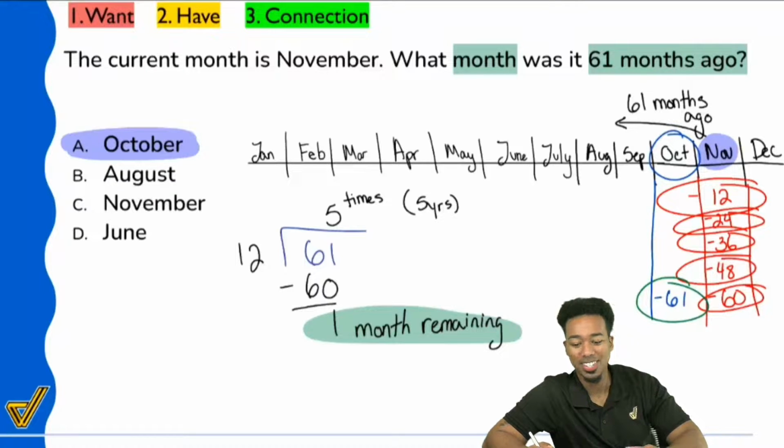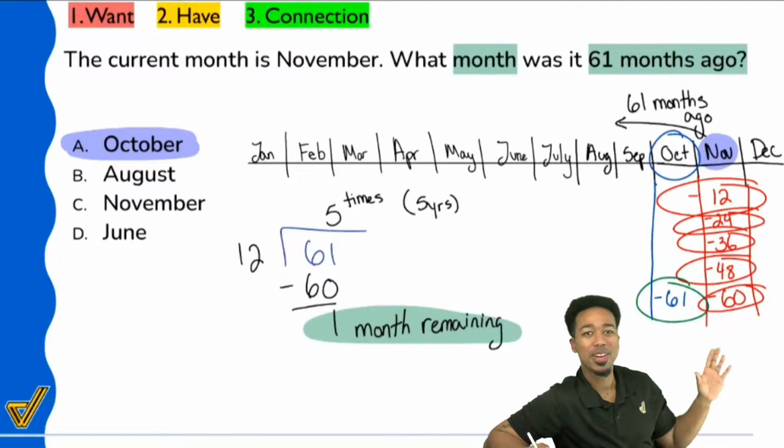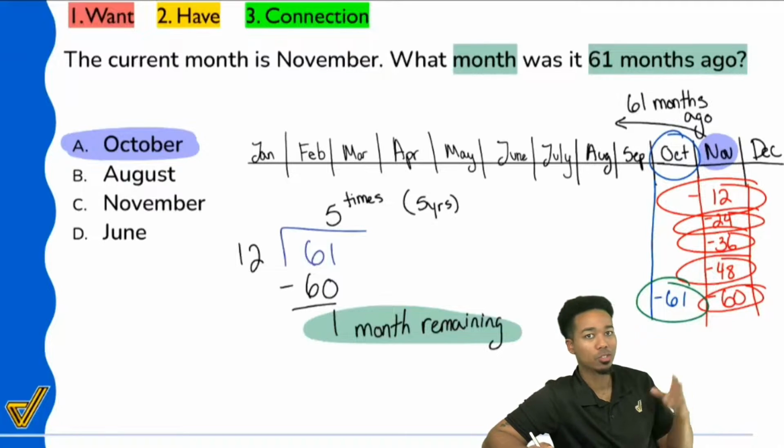The easiest questions are the hardest. I love hearing that. But there it is. This is what I call a modulus question, where the remainder is important. But you can have questions like this for weeks, minutes, hours. It all works just the same.